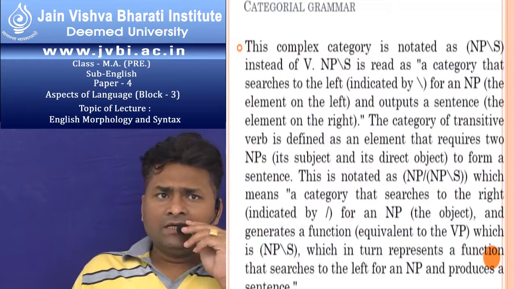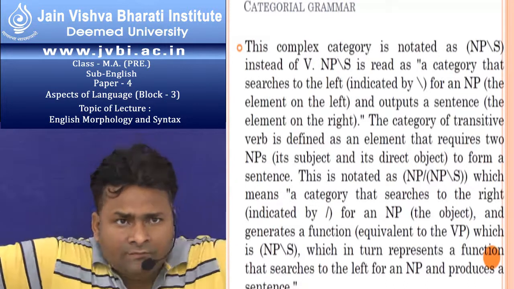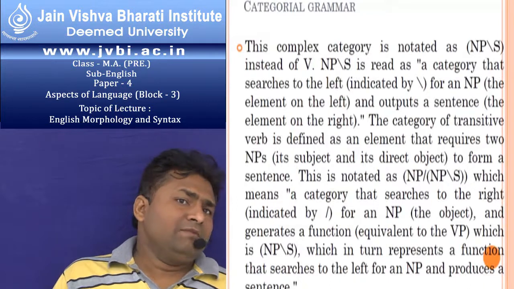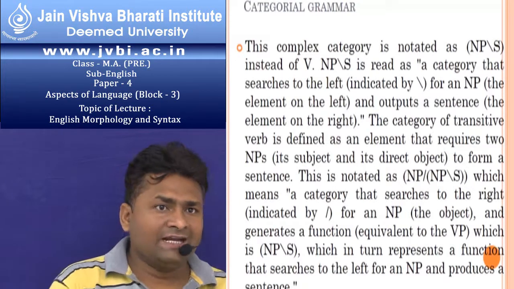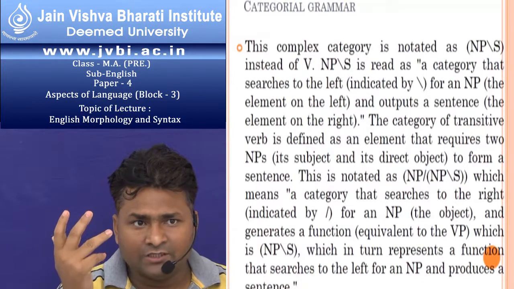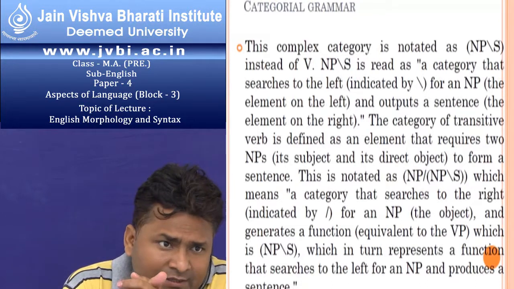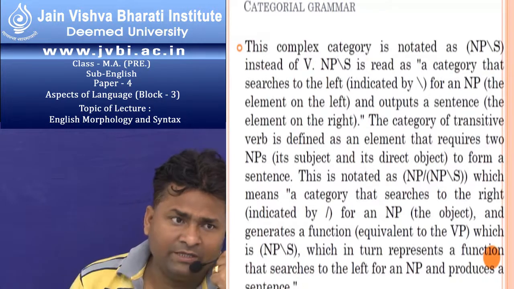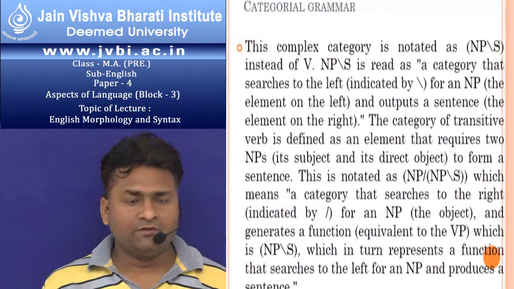This complex category is noted as NP\S instead of verb plus NP, and is read as a category that searches to the left, indicated by the backslash, for an NP, the element on the left, and outputs a sentence. The category of a transitive verb is defined as an element that requires two NPs, its subject and its direct object, to form a sentence. This is noted as (NP\S)/NP, which means a category that searches to the right, indicated by the slash, for an NP that is the object and generates a function equivalent to the VP, which is NP\S, which in turn represents a function that searches to the left for an NP and produces a sentence.